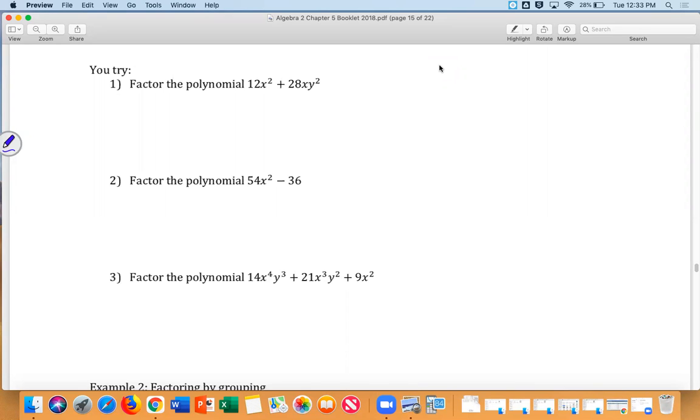So it's 12 numbers. So remember, you can do 12 and 0.